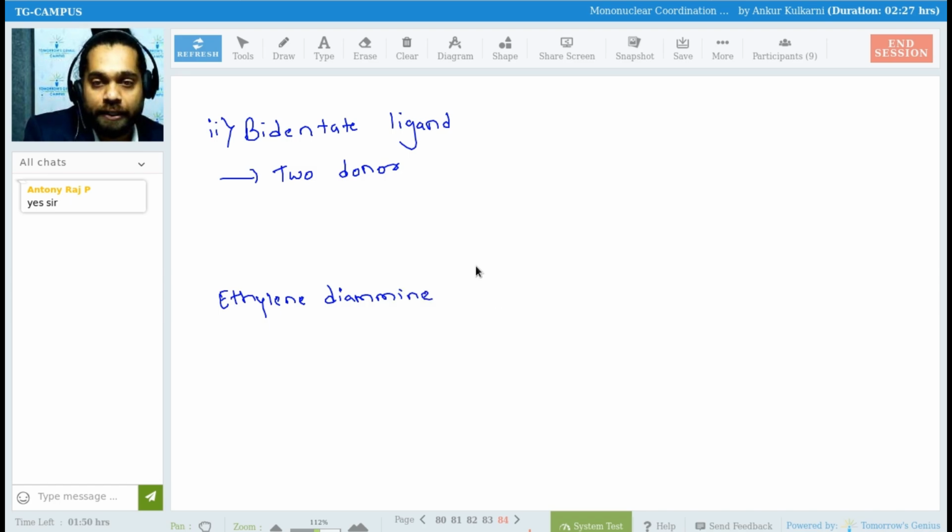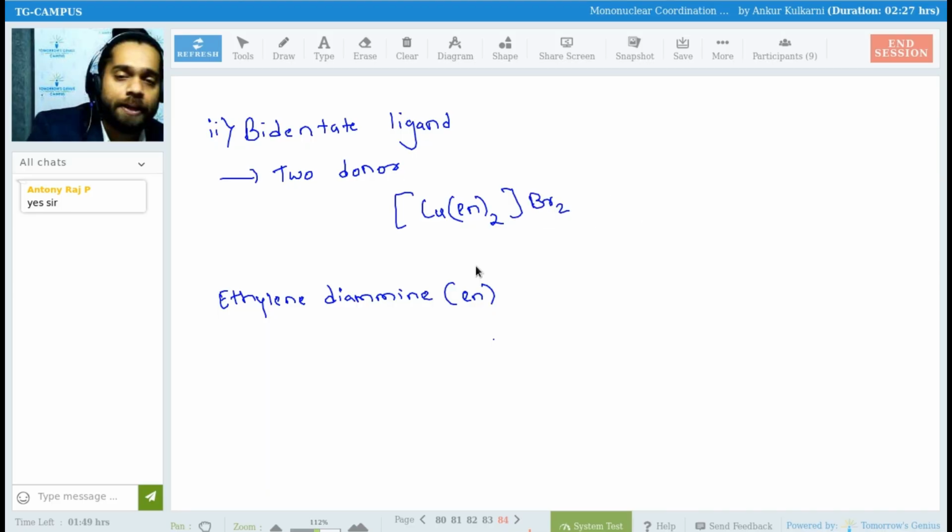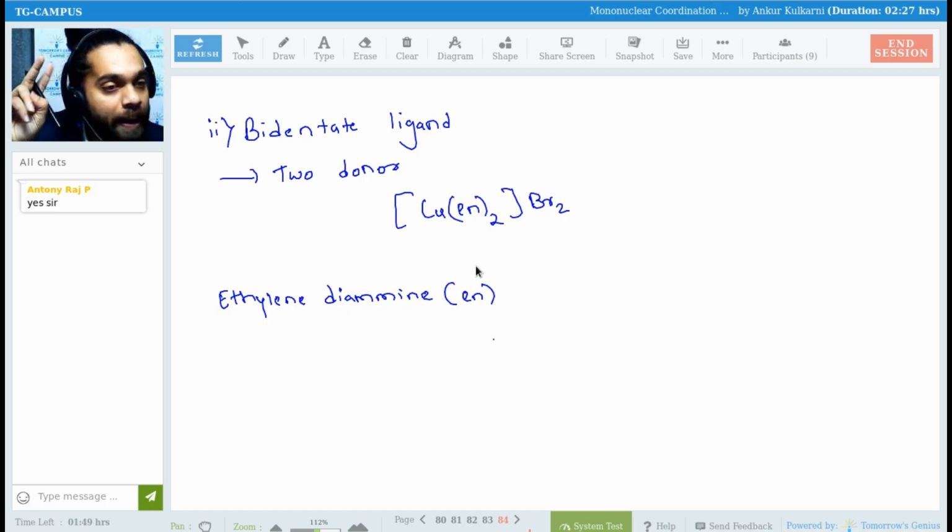Ethylene diamine, we write it like en. We do not write down the whole ethylene diamine in the bracket. For example, if I have Cu(en)2Br2, en means what? Ethylene diamine. As the name suggests, diamine means it will have two amine groups in a single ligand.